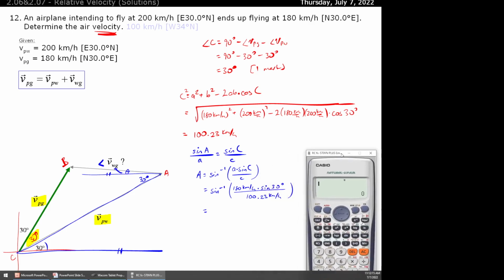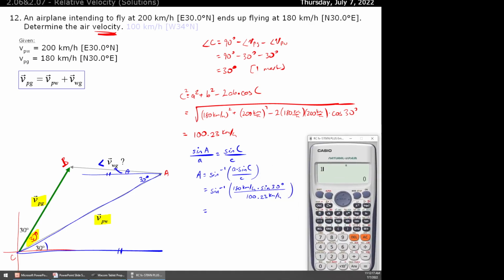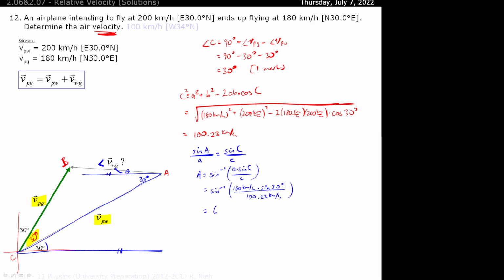Okay, where's the calculator? There it is. Shift sine of 180 times, you could do 0.5 if you're brave. I'll just do that, okay, because sine of 30 is 0.5, divided by 100.23 will give you 63.88 degrees.